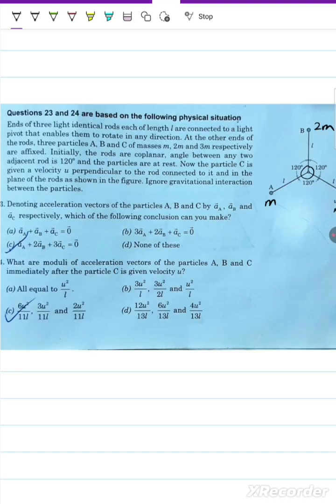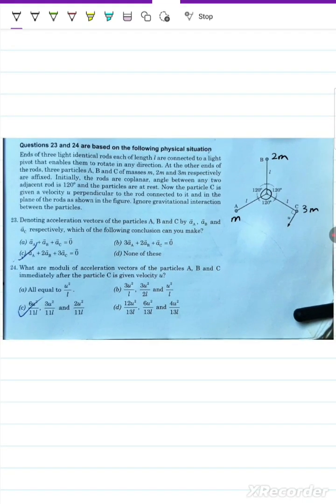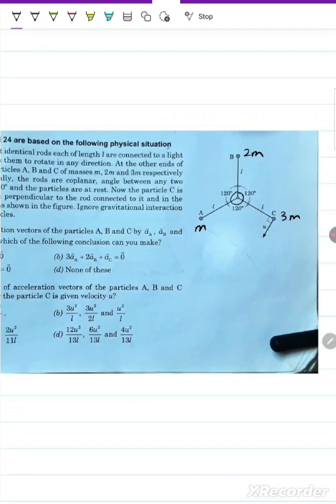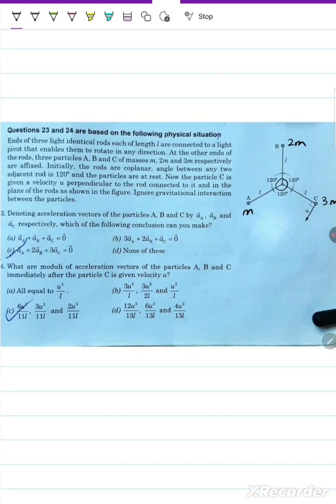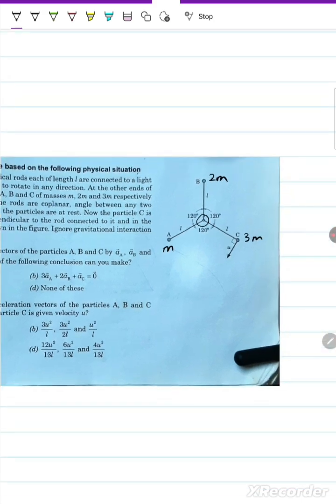Now particle C is given a velocity u perpendicular to the rod connected to it, in the plane of the rods as shown. C is given a velocity u in the plane of the rods, meaning in the plane of the paper. Denoting the accelerations of the particles A, B, C as a_A vector, a_B vector, a_C vector, what conclusion can we make?